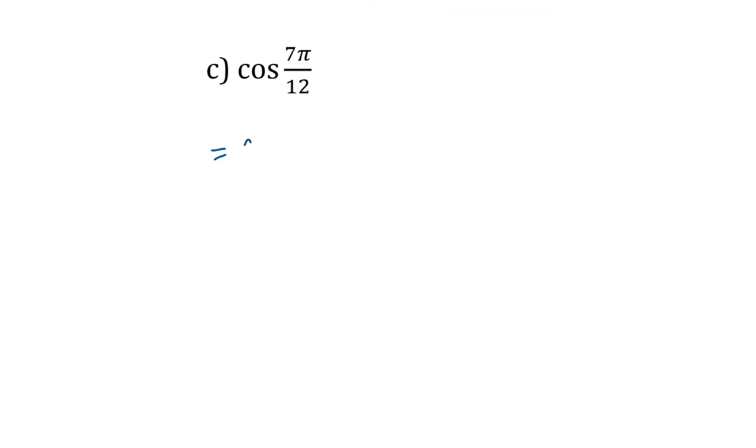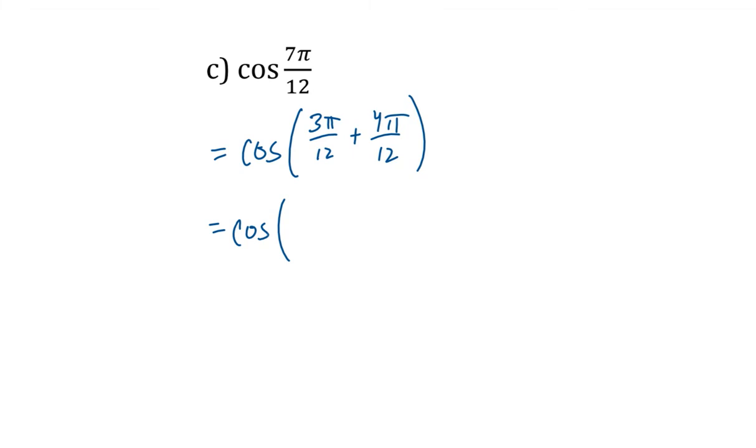And I like to show this step. Cos of 3 pi by 12 plus 4 pi by 12. Again, this is the one that you don't have to show necessarily, but especially when you're starting out, or if you like to take things step by step and not rush through things because that's what causes people to make mistakes, then that's a really good idea to show that step. And then we're reducing them. So 3 pi by 12 reduces to pi by 4. 4 pi by 12 reduces to pi by 3.